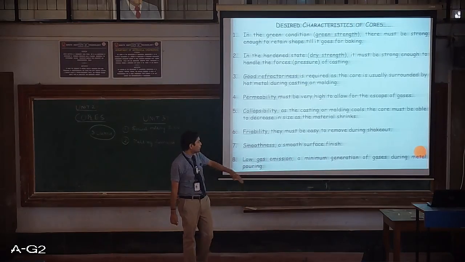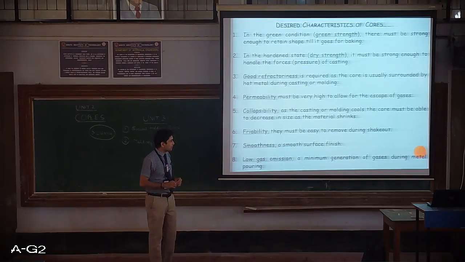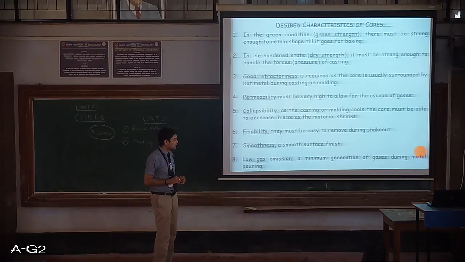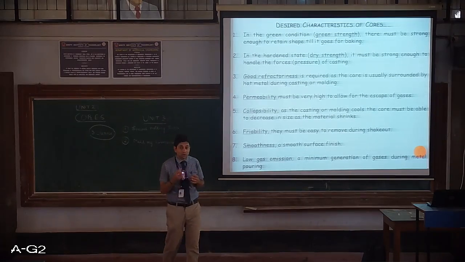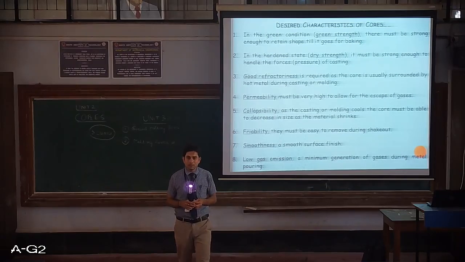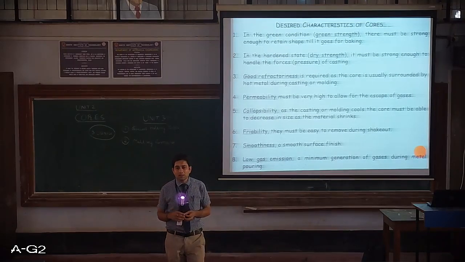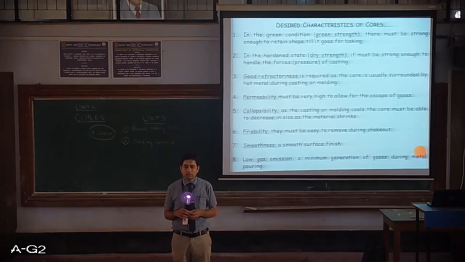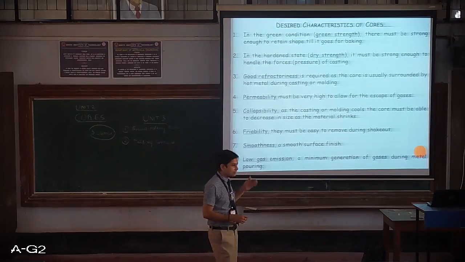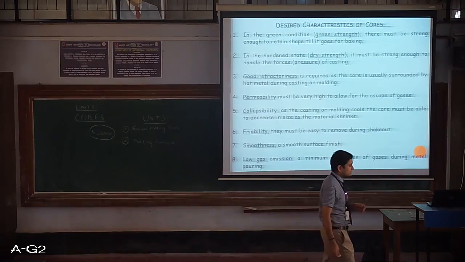And low gas emission, minimum generation of gases during the metal pouring. The core should be such that it should not liberate its own gases. So if it liberates its own gases, then it will lead to some kind of defects. So these are some of the characteristics expected out of the core.